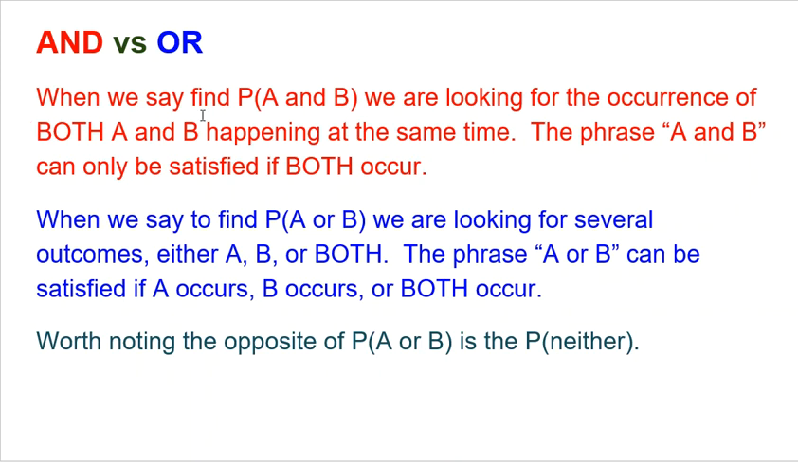Now, when we say find the probability, find the percentage, find the proportion, P for whatever, find the probability that A and B, we're looking for the occurrence of both A and B occurring at the same time. So the phrase A and B can only be satisfied if both occur. It's very, very specific. Whereas if we say find the probability of A or B, now this could actually mean several different outcomes. This is where you gotta really understand the phrase A or B. This means either A or B or both. So the phrase A or B can be satisfied if A occurs, B occurs, or both occur.